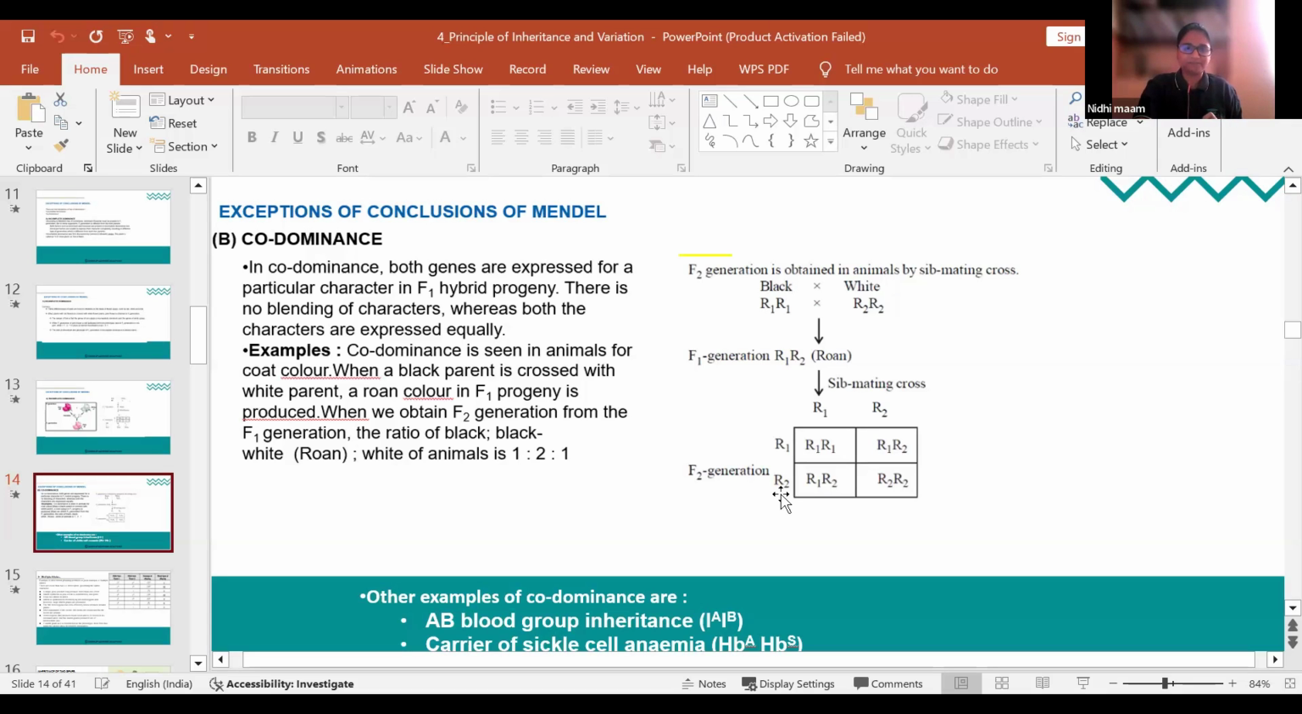So let me tell you with an example. Codominance is seen in animals for coat color, that is, the color of the skin or the hair on the skin. Here, when a black parent rabbit is crossed with a white parent, let us consider the black parent as R1R1 and the white parent as R2R2. So in the F1 generation we got roan color. What is roan color? Rabbits with white patches on black color. So here black color is also expressed, white color is also expressed. Okay, so this is called codominance.